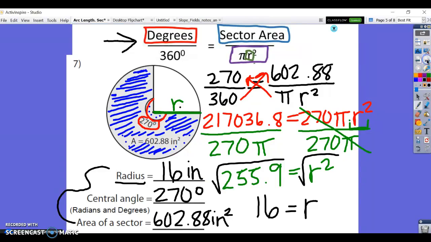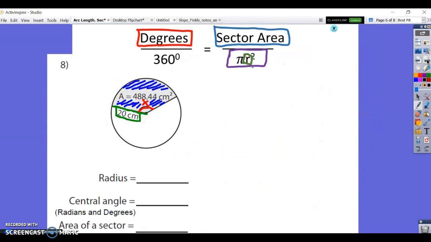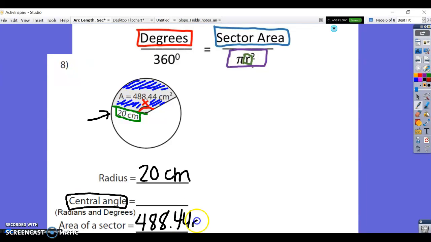Okay, last problem. We're almost done. Okay, we're still on the back page. We're on number 8. This time, we're going to start filling in the stuff. We have our radius. Our radius is 20 centimeters. But we do not have our central angle. That's what we're looking for. And the area of our sector, again, is this really weird number, 488.44 centimeters squared.